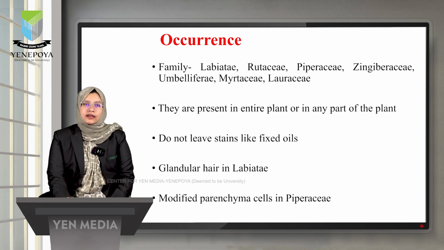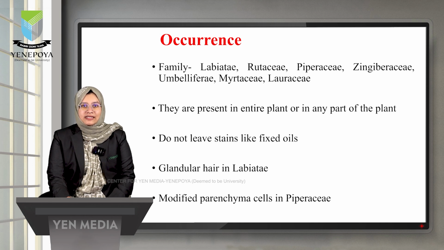So the occurrence. We can see the occurrence in families like Labiatae, Rutaceae, Piperaceae, Zingiberaceae, Umbelliferae, Myrtaceae and Lauraceae. In Labiatae we can see peppermint, then Ruta, then pepper, ginger and all have that volatile principle. They are present in the entire plant or in any part of the plant. Sometimes the entire plant will have the volatile oil, or only some parts of the plant will have the volatile oil.